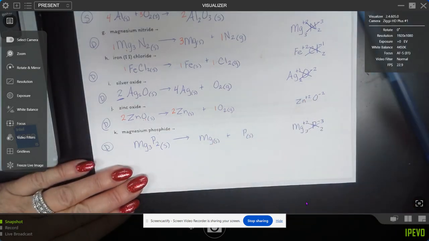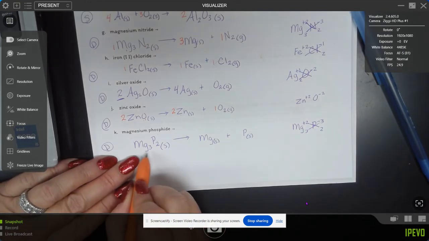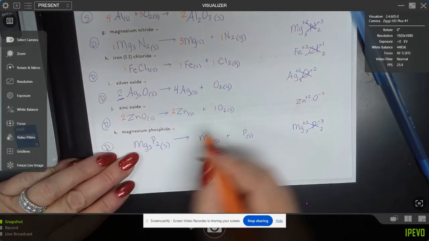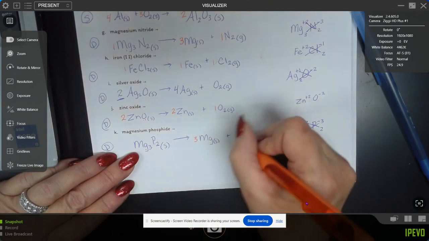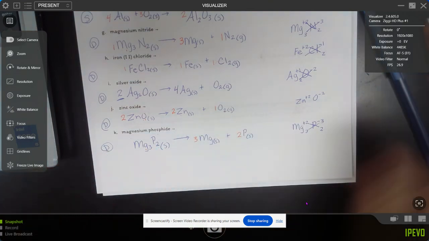And this one's pretty easy to balance too, because we have 3 magnesium here, so I can put a 3 here. I have 2 phosphorus here, so I can put a 2 there.